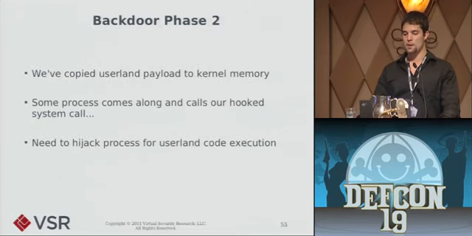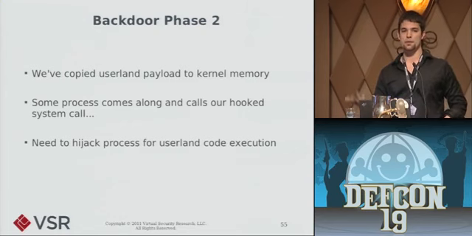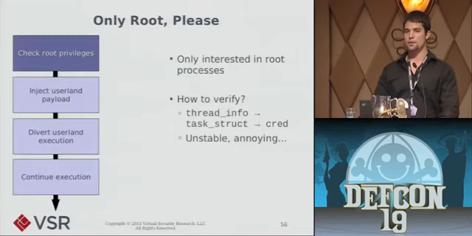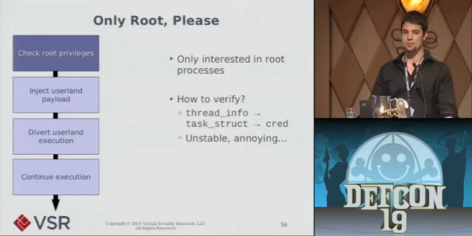So now we want to move on to phase 2. What we've done is we've copied our userland payload that we want to execute eventually into kernel memory. And some process comes along and is going to call the system call that we chose to hook. And what we need to do now is hijack that process to execute our userland code. First of all, we're only really interested in processes that are running with root privileges. It would suck if we went through all this trouble and got a connect back shell as a nobody user.